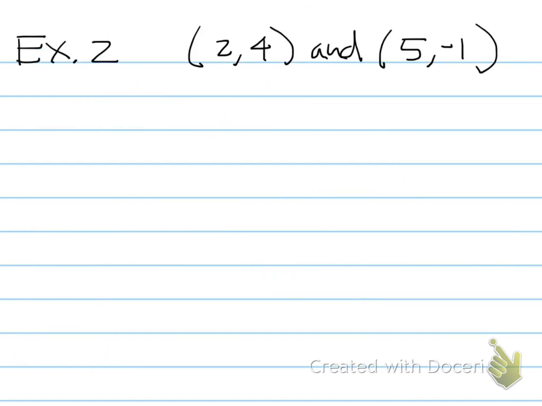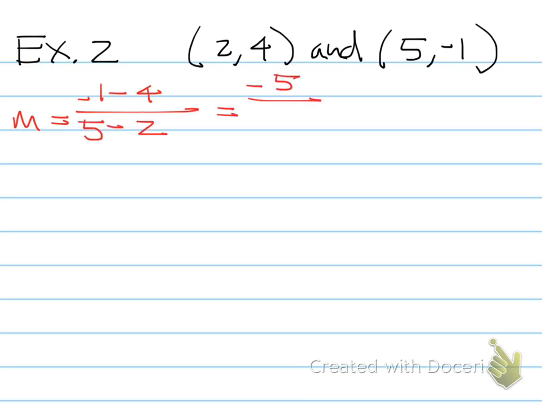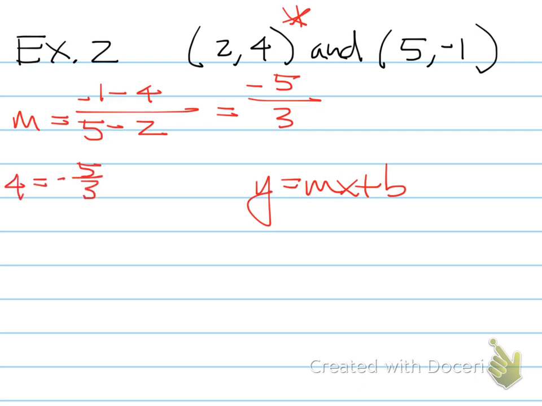Next example. The slope, use the slope formula, y2 minus y1 over x2 minus x1, and we get a slope of negative 5 over 3. Again, we're going to choose one of those coordinates. I'm going to go ahead and just choose the first coordinate. The y coordinate of that point is 4. The slope that we just calculated is negative 5/3. And the x coordinate of the point that we chose is 2. So we plug all those values into the slope-intercept form of a linear equation and solve for b.